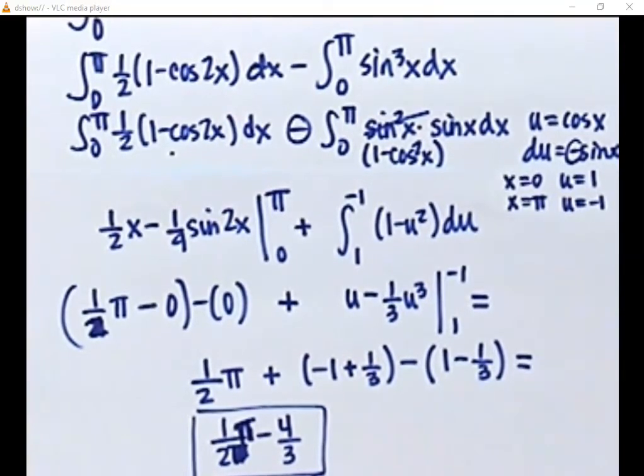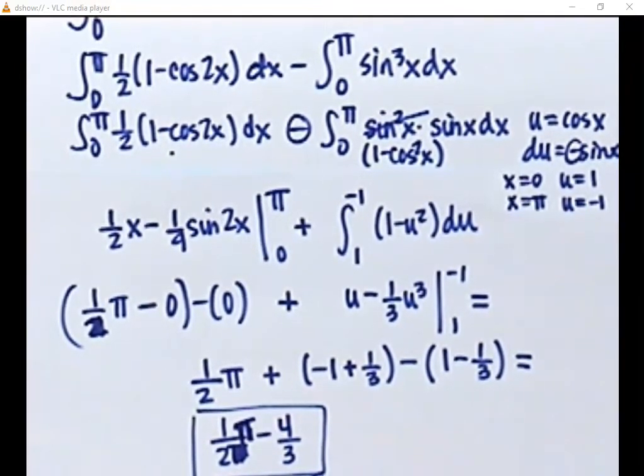Anything else? What question? G of theta.